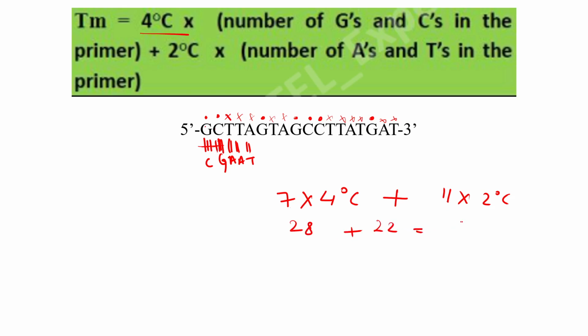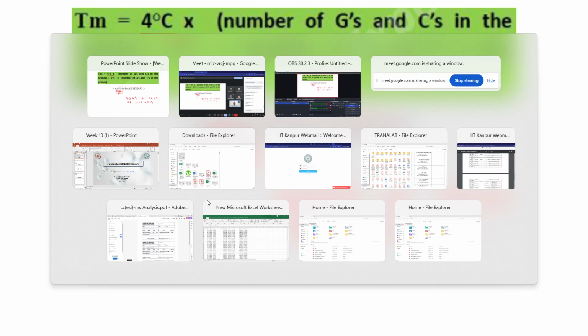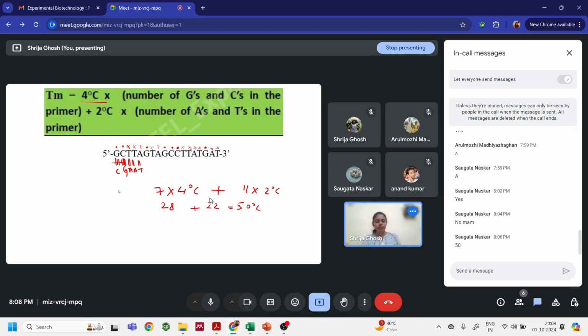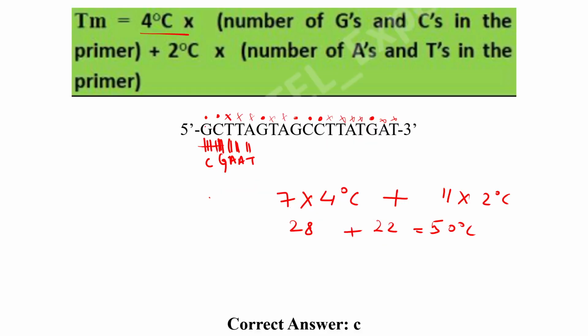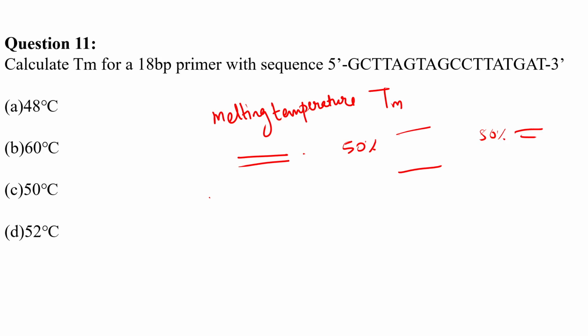So what do we have here? We are getting 50 degrees Celsius. So the Tm for this DNA strand will be 50 degrees Celsius. Okay, so you are correct. Here we see option C is 50 degrees Celsius. So that is the correct answer. Option C is the correct answer.